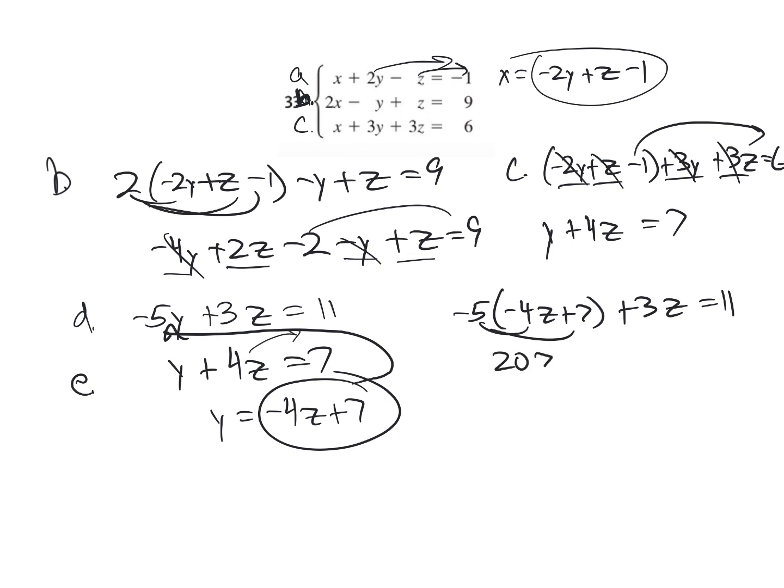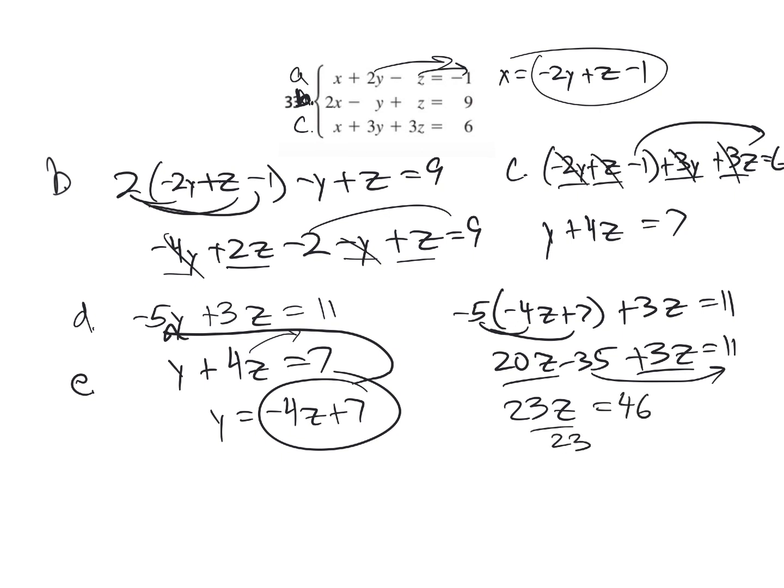Distribute. And that's minus 35 plus 3z. And you keep going, combine like terms, it's 23z. Let's add 35 to 11, that's 46. Divide off the 23, and conveniently z is 2.